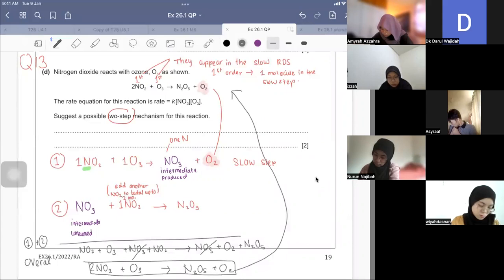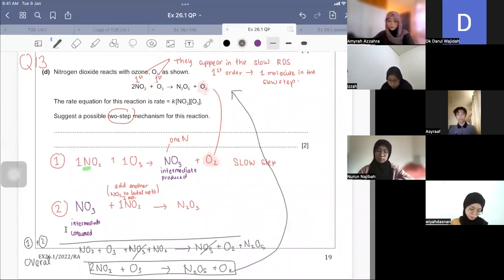So it's not as straightforward, but with a lot of practice on writing down the mechanisms, I think you should be able to do it as long as you tackle the question like you're doing a puzzle. Okay, so you have to think about, what do I need to add on the left side, what needs to go in the product side, what could be my intermediate, and etc. Okay, so to answer that question, part D, you don't need any explanation. You just have to write down these two equations.